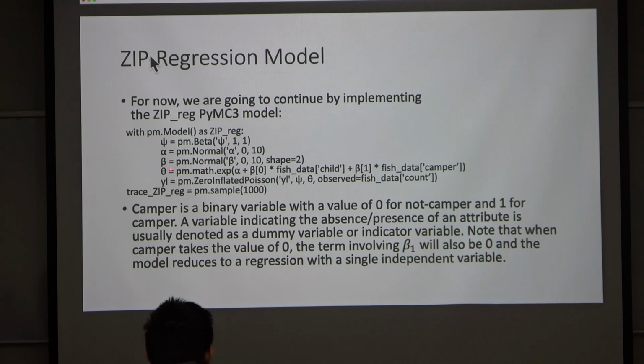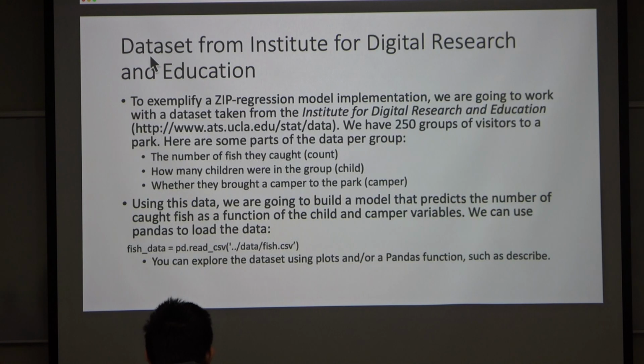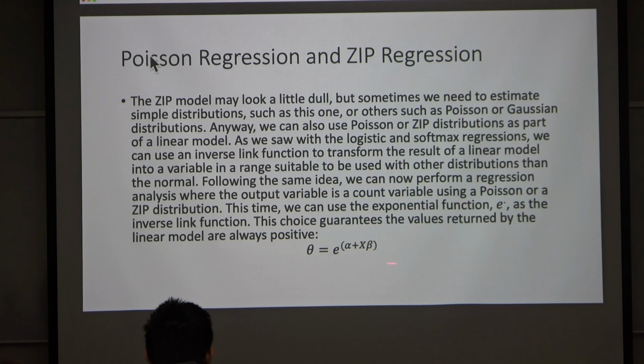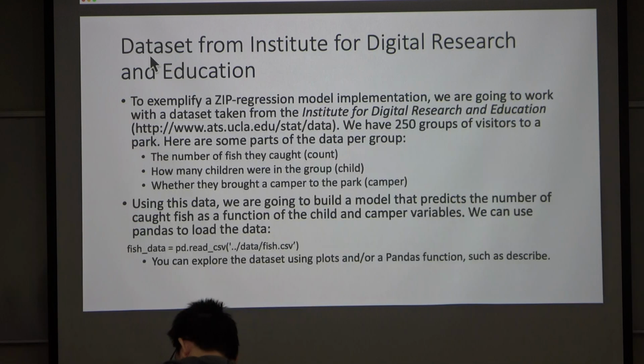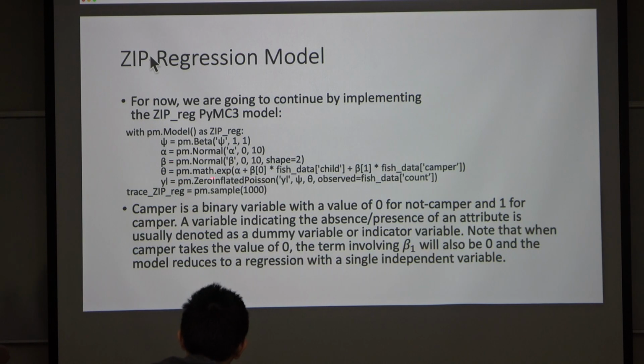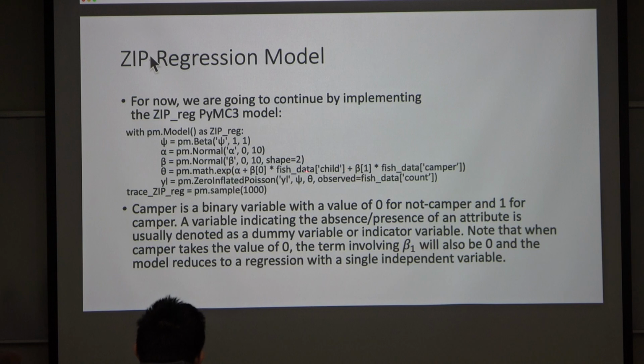And for the theta, this theta is going to be this one: e to the power of alpha plus x beta. So you can see that theta is the pm.math.exp inside the parentheses. It's going to be alpha plus beta 0 times fish data child plus beta 1 times fish data camper.